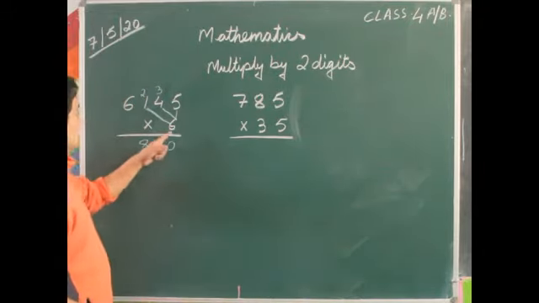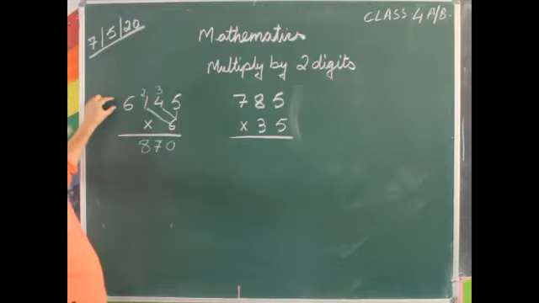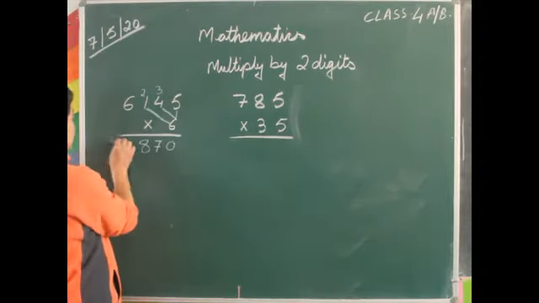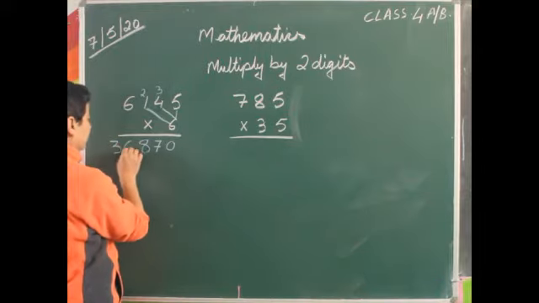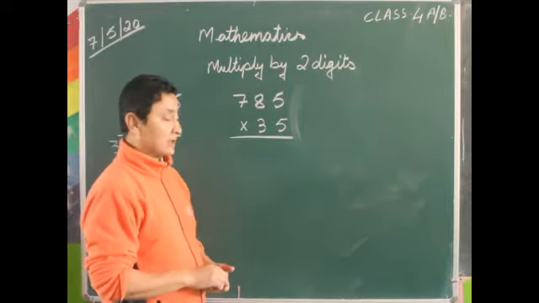And then 6 6s are 36. You don't carry any number because the numbers that we have to multiply are over. So we write both the numbers, 36. Now today we are going to learn multiplication by two digits.